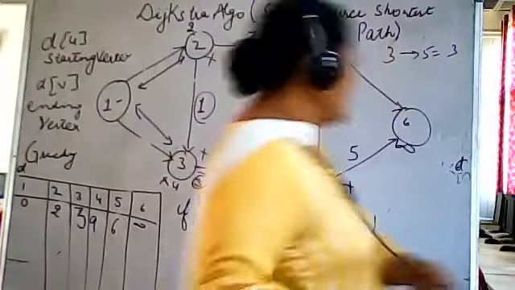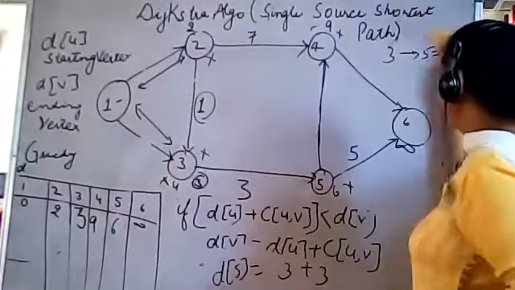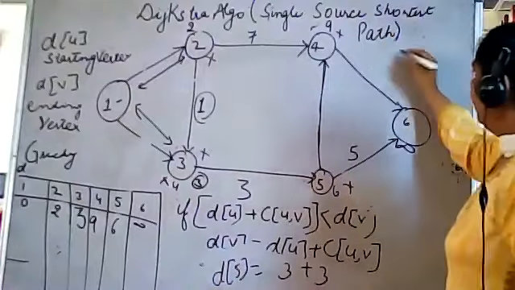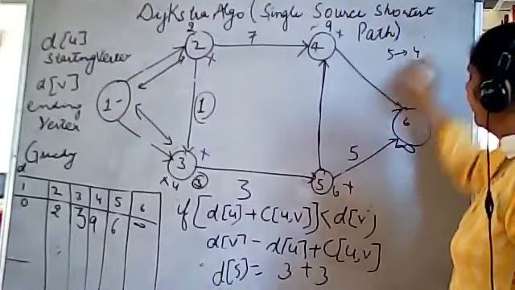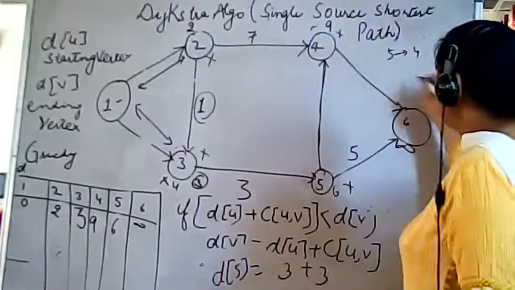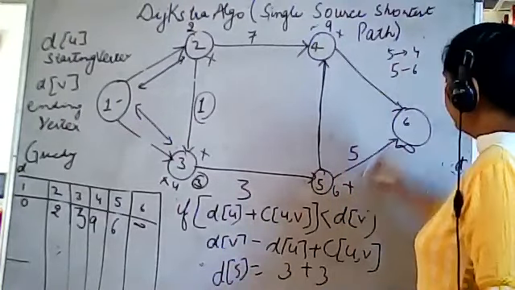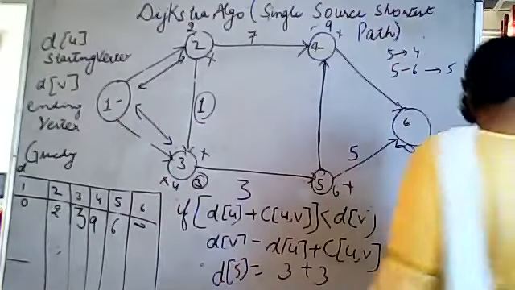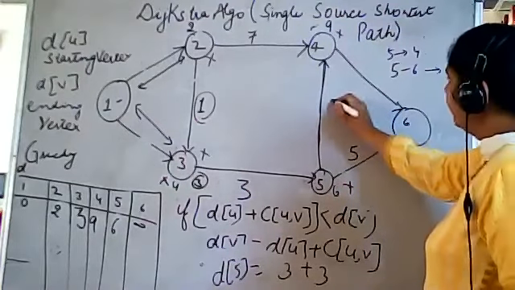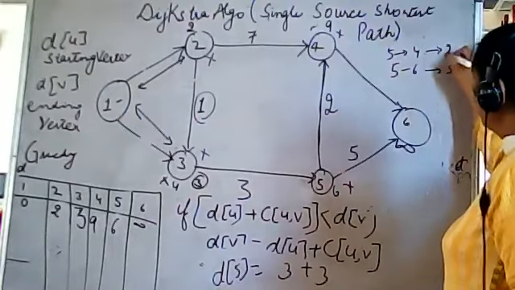So how many edges are there from 5? Please answer, Vasu. From 5, one edge going toward 4. And what is the cost of it? This edge, I'll just check it. And from 5 to 6. It is 2. So it is 2. Okay.